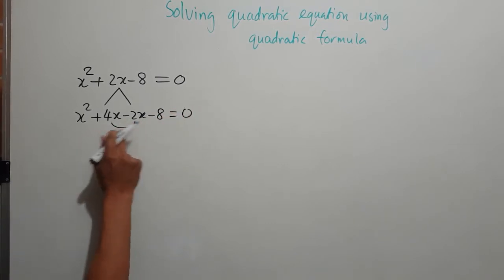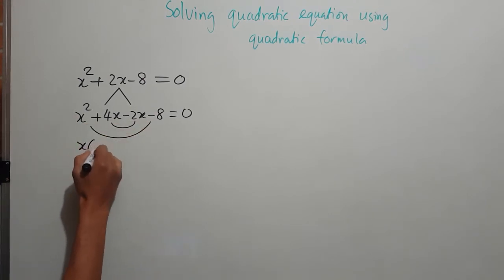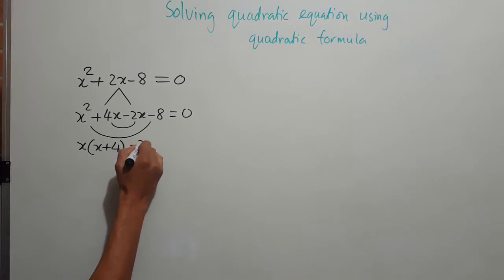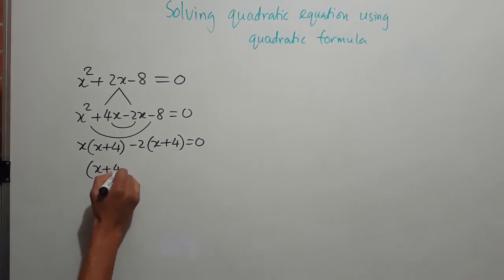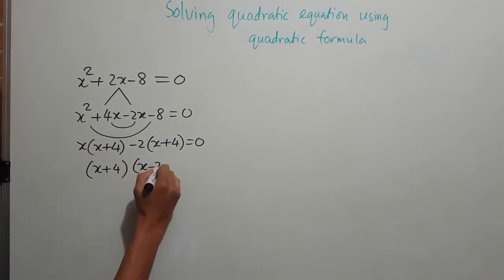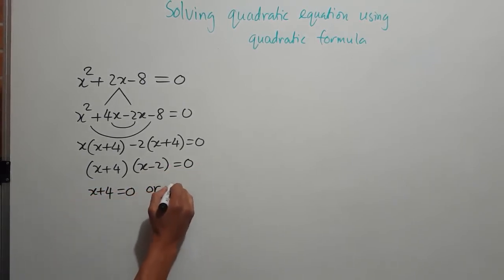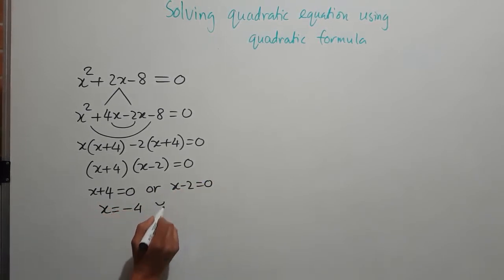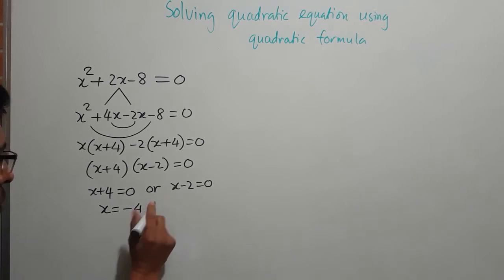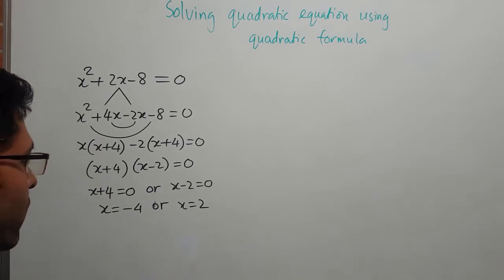If you remember, multiplying these two should give the multiplication of these two, so we are using the factorization of that quadratic. Then x is common: x plus 4. If you take minus 2 common, then again x plus 4, equal to 0. Then x plus 4 is a common factor, and x minus 2 is left. So either x plus 4 equal to 0 or x minus 2 equal to 0, then x equal to minus 4, or x equal to 2. So this is the solution for this quadratic: x equal to minus 4 and x equal to 2. There are two solutions for this quadratic.